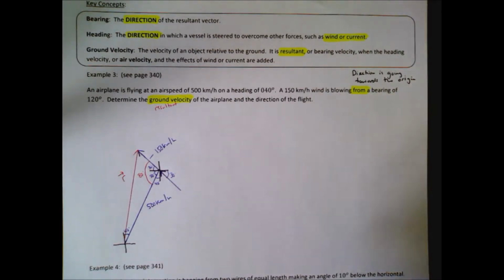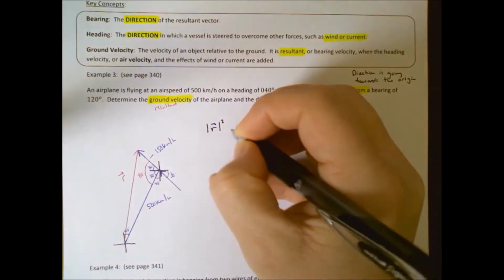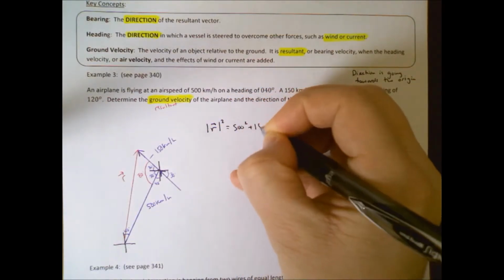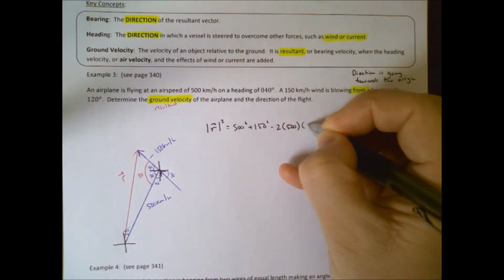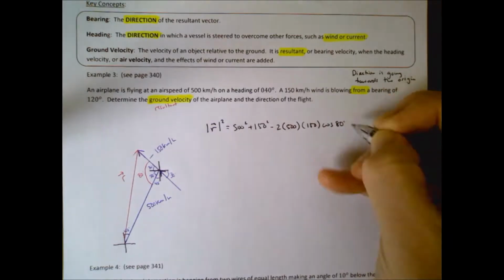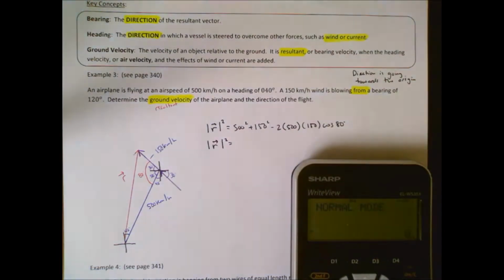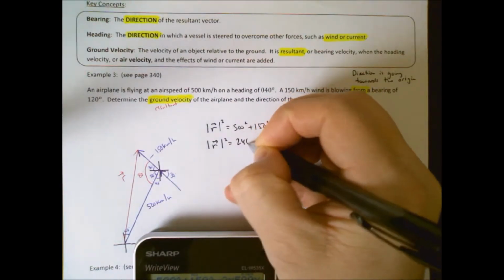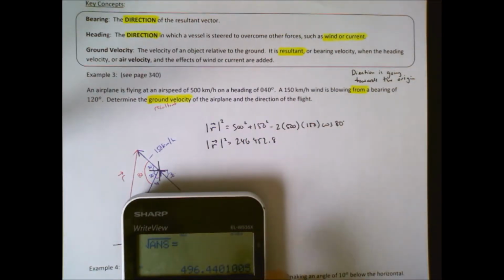So the first thing I want to do is find the magnitude of the ground velocity, which is just my resultant. So I'm going to do r squared is equal to 500 squared plus 150 squared. Now if this was 90, I could stop there, but of course it's not, so I've got to use my cosine law. Put that in my calculator: 500 squared plus 150 squared minus 2 times 500 times 150 times cos of 80. So I get 246,452.8. Square root it, and I get 496.4.